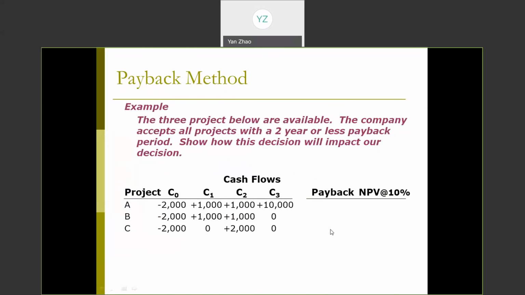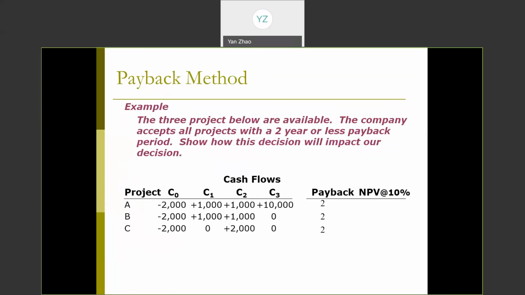Let's check the payback period. All 3 projects have a payback period of 2 years, right? Because 1 plus 1 is $2,000. You covered your initial $2,000 in 2 years. For project C, $2,000, you covered your initial investment in 2 years, right? Okay, so according to the payback period, we should accept all the projects because the manager says as long as the payback period is 2 years, we can do the project.